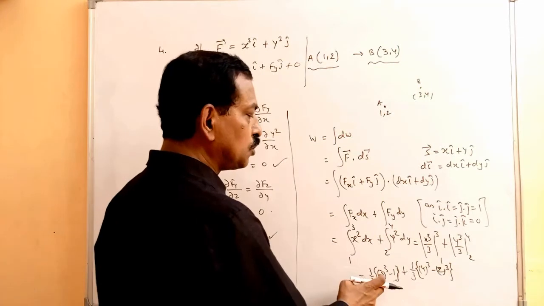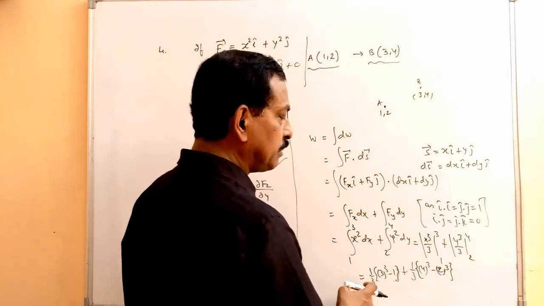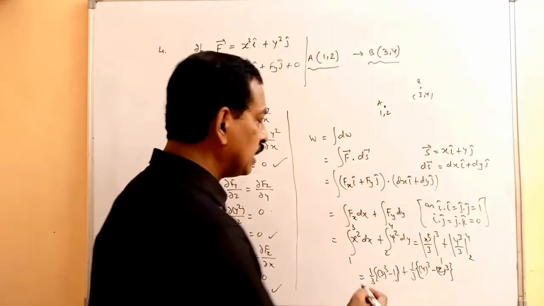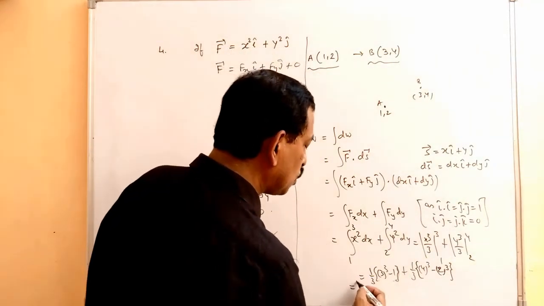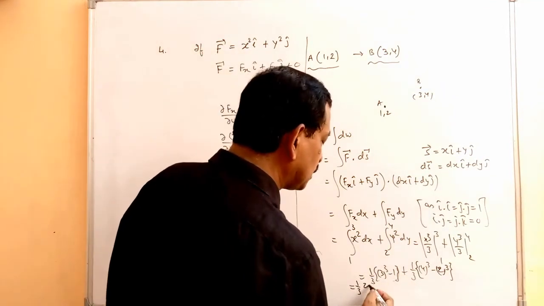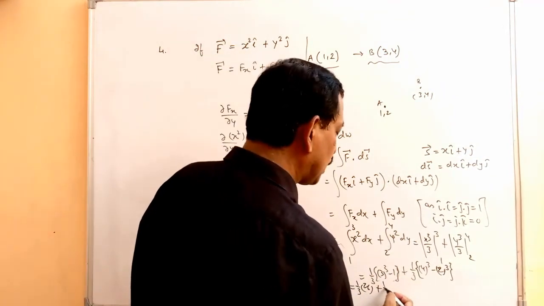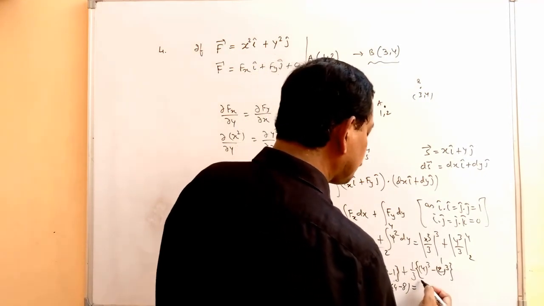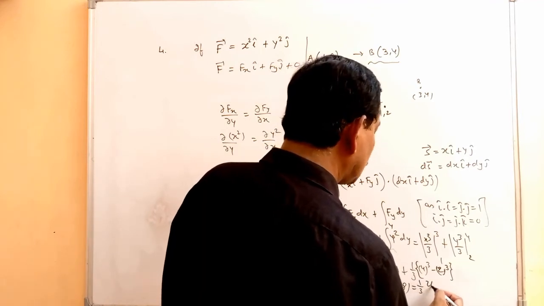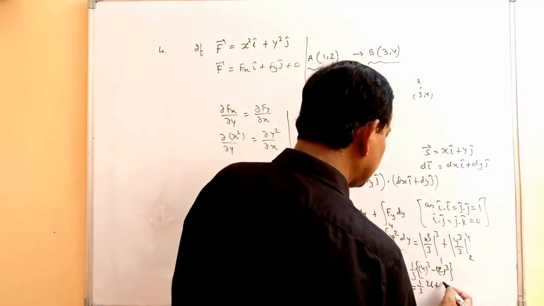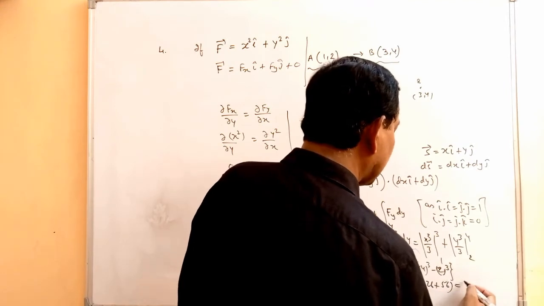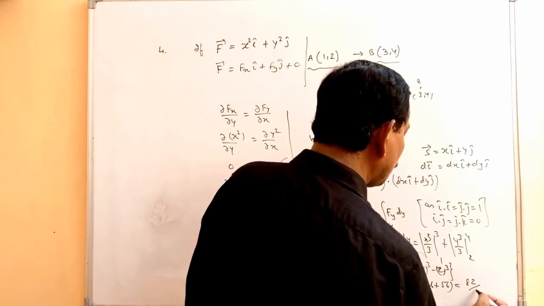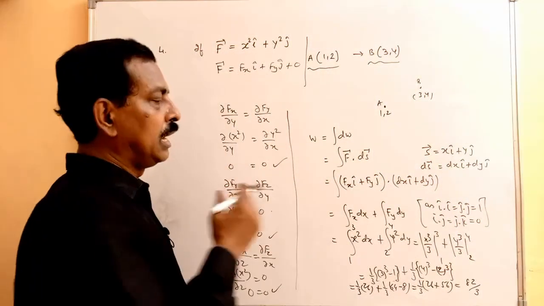Just substitute the limits. It is 3³ minus 1, whole term divided by 3. Here also it is 1 by 3, 4³ minus 2³. So how much will be this term? This is your 1 by 3 times 27 minus 1, that is 26. And this is again 1 by 3 times 64 minus 8, that is 56. So that is 1 by 3 times 26 plus 56, which is 82 by 3. That will be the answer.